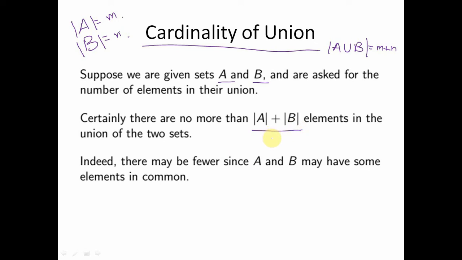Why is it the maximum value? Because if there are certain elements which are present in both set A and set B, obviously they will be counted only once, right? So the cardinality of A union B will be less than or equal to the cardinality of A plus the cardinality of B.